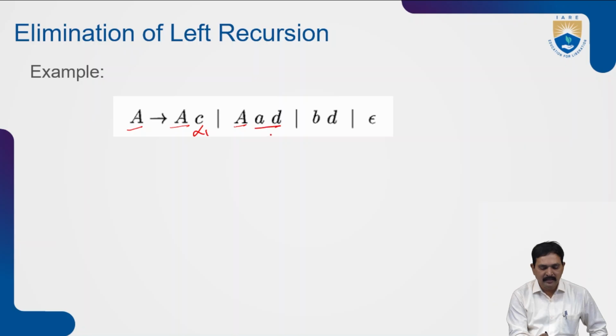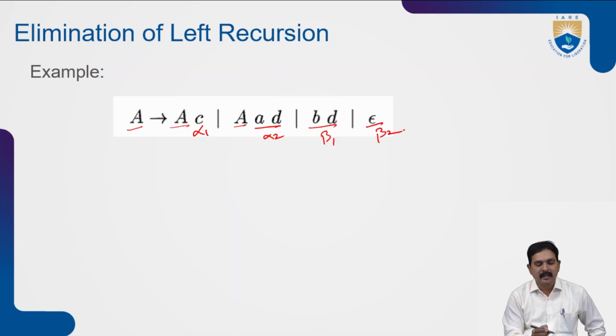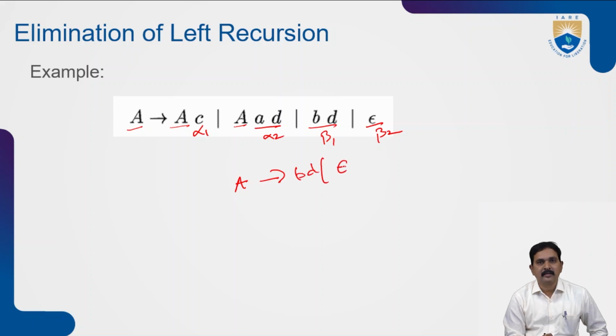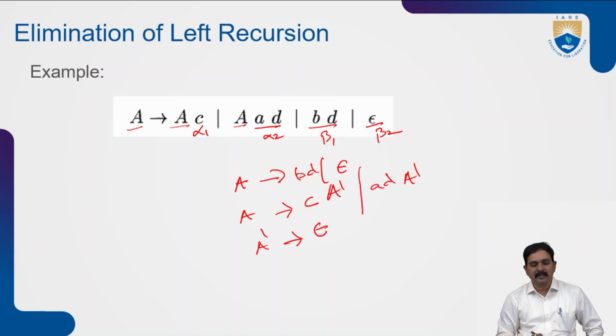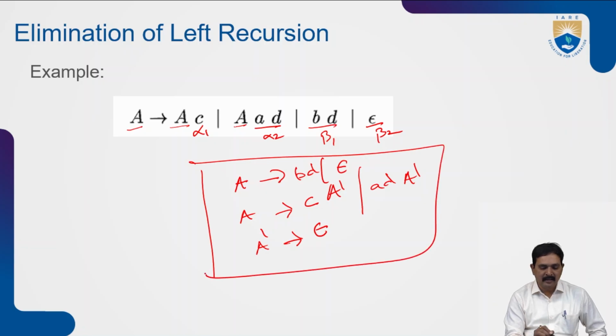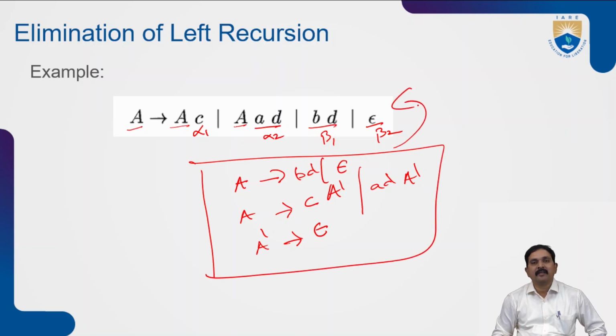This is alpha 1, this is alpha 2. What are the beta values? Beta 1 and also beta 2. Finally, after applying elimination of left recursion, what are the resulting productions? First, the productions are betas followed by A dash, or null. After that, again for alpha: alpha is c, followed by A dash. One more alpha is ad followed by A dash. Another one is finally the A dash with the null value. This resulting grammar shows the idea of elimination of left recursion.